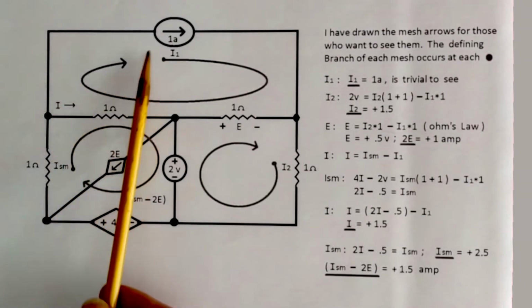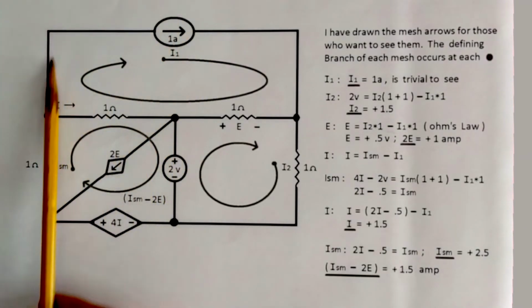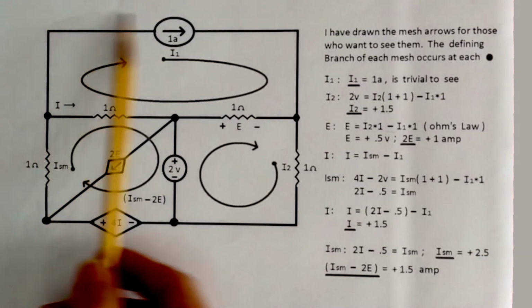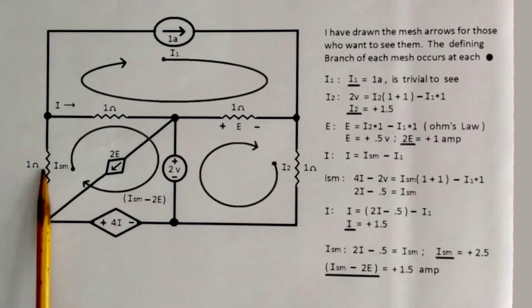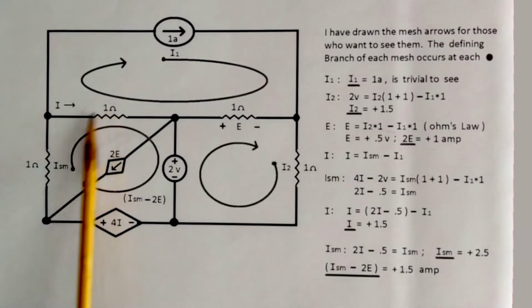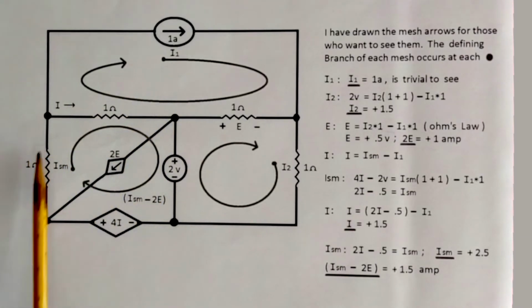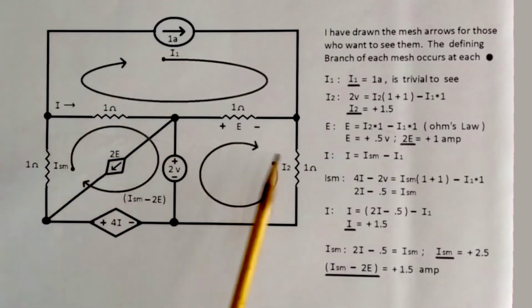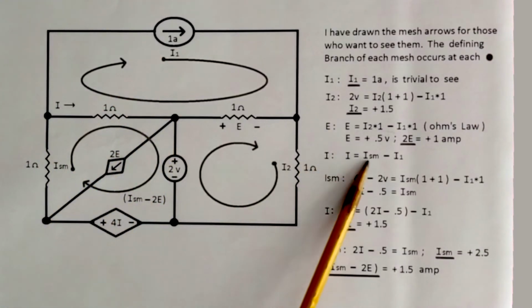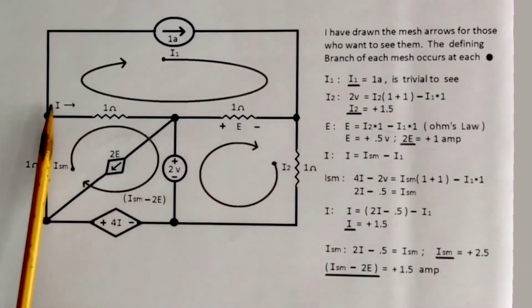However, I1 is defined in its own branch, so we know I1 is exiting the node. And the same reasoning for the super mesh. We see that the super mesh is entering the node. So we have I sub m is entering, I is exiting, I1 is exiting. If you write enter equals exit and we label that, we can easily see that I is equal to super mesh minus I1. So we wrote the equation for I.